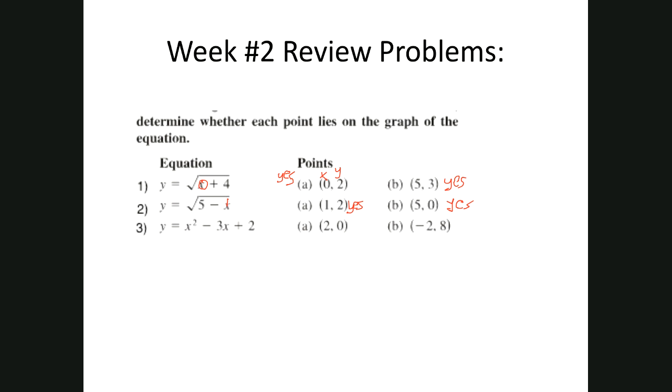I think all points work, right? No, they can't. Let's put 2 in here. 2 squared is 4. Minus 3 times 2 is 6 plus 2. So 4 minus 6 is negative 2. Negative 2 plus 2... that one works. Holy cow, they all work.